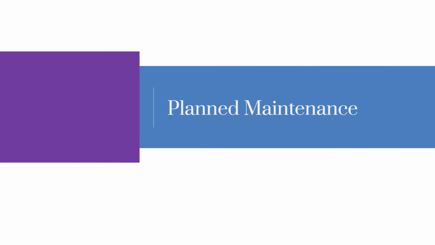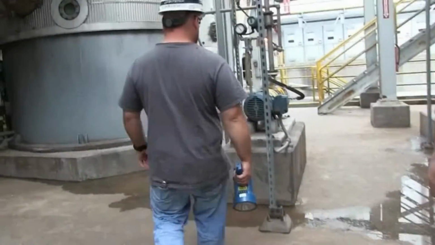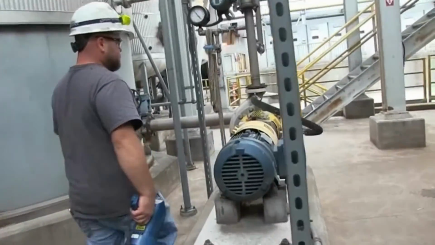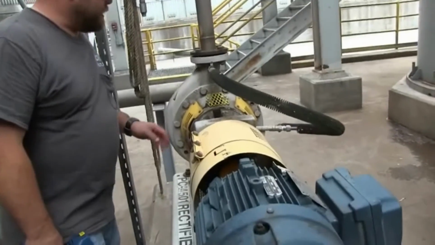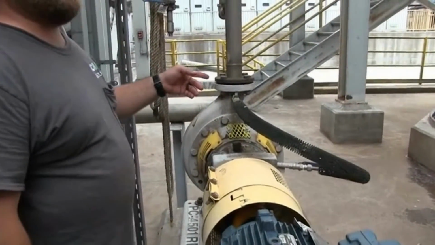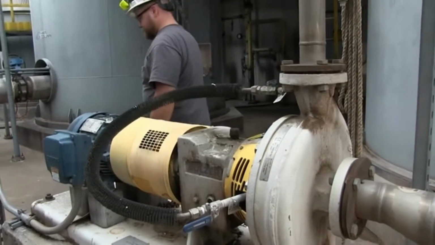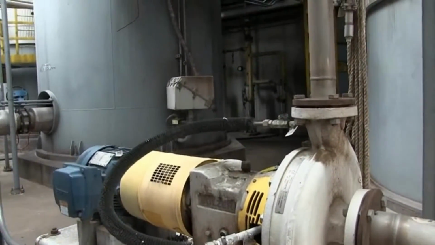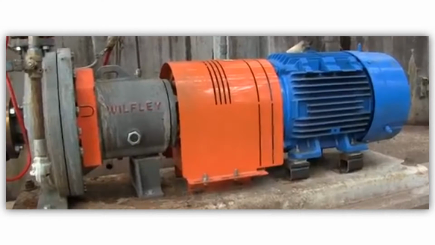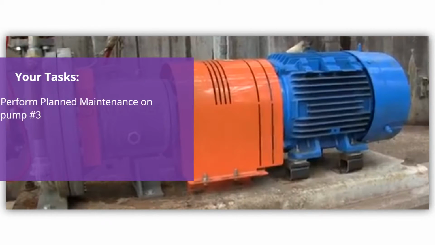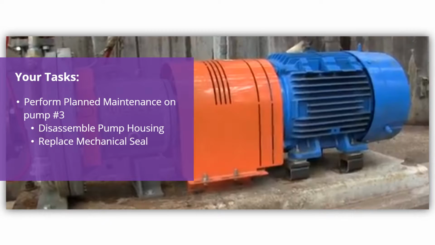Planned maintenance. The maintenance staff has determined that pump number 3 is due for service based on how long it has been in operation. To reduce downtime, the maintenance staff has already replaced the pump with a newer model. However, pump number 3 still has several years of use left. You are tasked with performing planned maintenance on pump number 3.